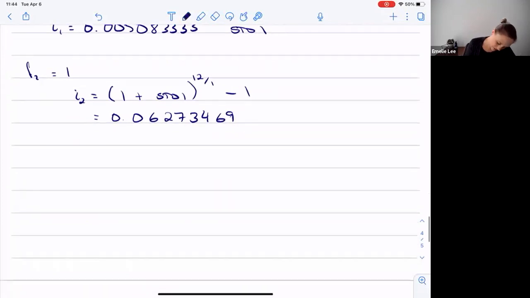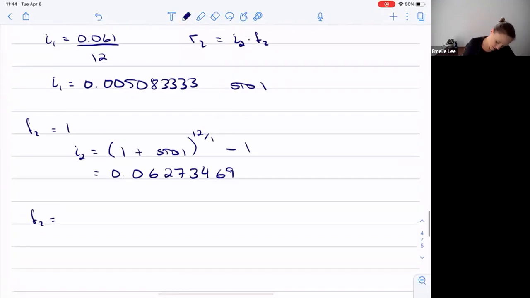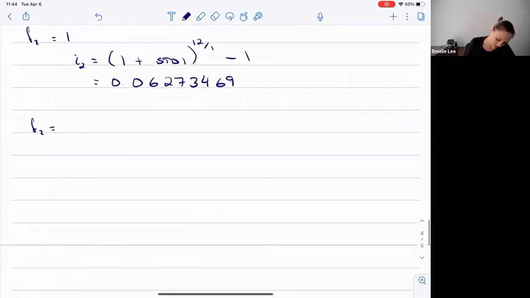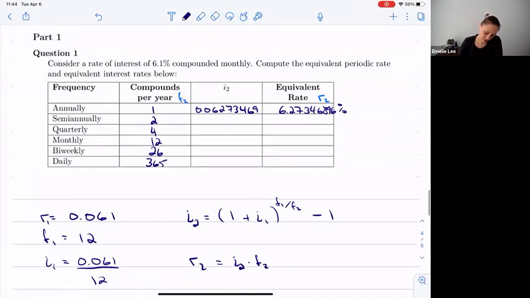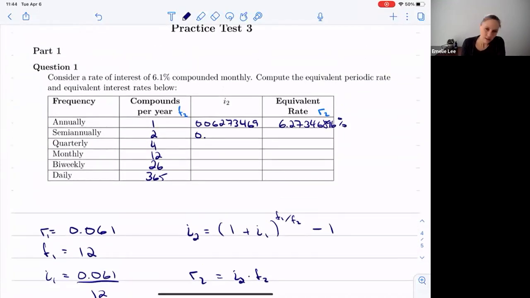So if F2 is semi-annually, so 2, then I2 is 1 plus the stored 1 to the power of 12 over 2, minus 1. So I have 1 plus recall 1 again to the power of 12 over 2, which I'm just going to do 6, minus 1. So I get 0.030890241, which I'll jot down here.